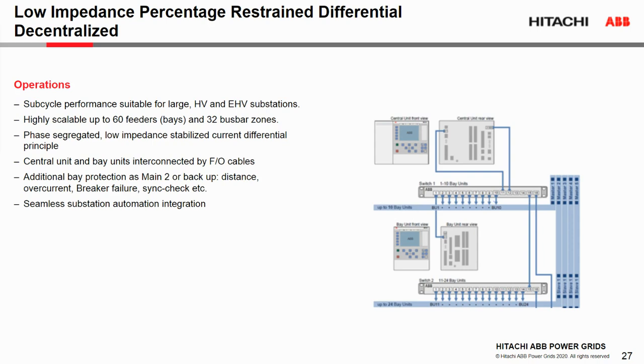In our case, ABB's case, sub-cycle performance is suitable for large high voltage and extra high voltage substations, because only in those stations do you need such a large number of connected circuits. It's highly scalable, up to 60 bays in our case, and 32 busbar zones. Phase segregated, low impedance, stabilized current differential principle. In this case, it's the same as a centralized scheme. Central unit and bay unit are interconnected by fiber optic cable. Okay, so this is the decentralized scheme.